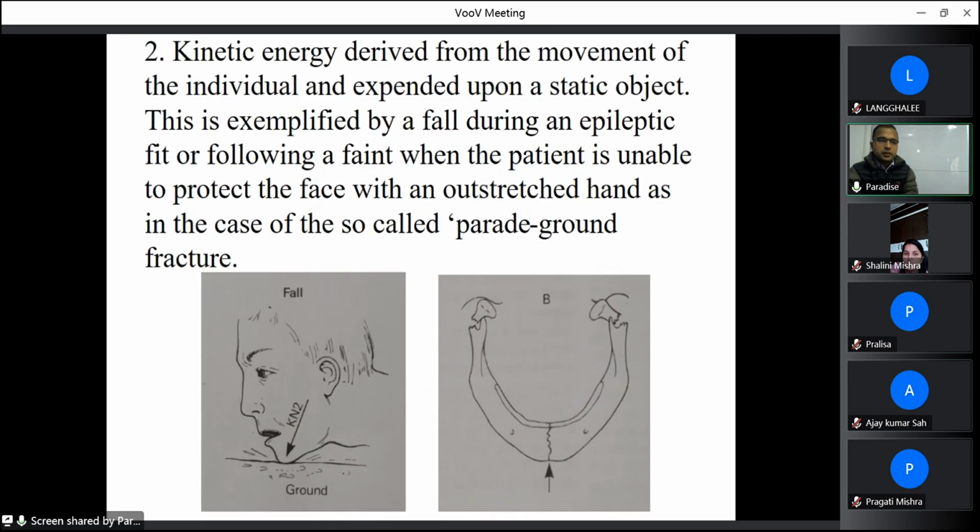In another case, the kinetic energy is derived from the movement of the individual and expended upon a static object. This is exemplified by a fall during an epileptic fit or following a faint, when the patient is unable to protect the face with an outstretched hand, as in the so-called parade ground fracture. In this case, the individual is in motion and imparts the kinetic energy to the static object.